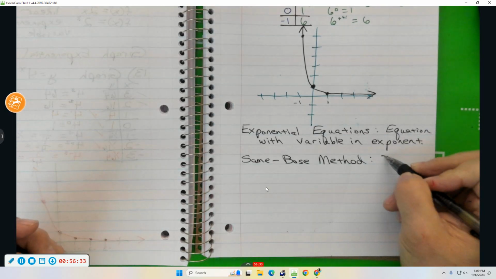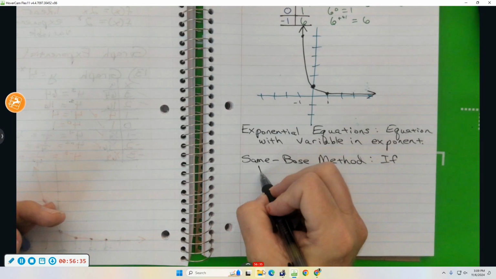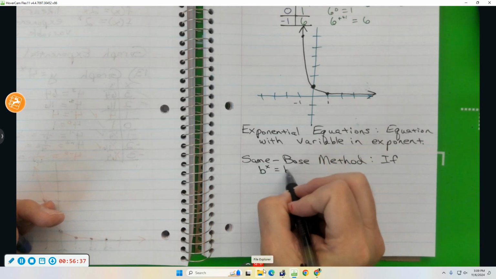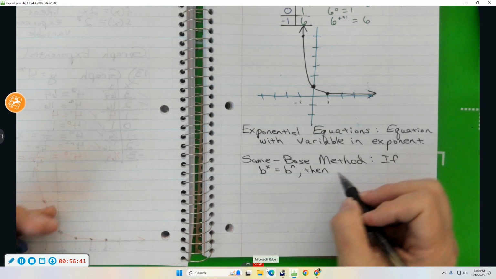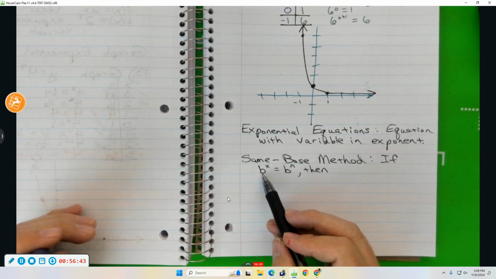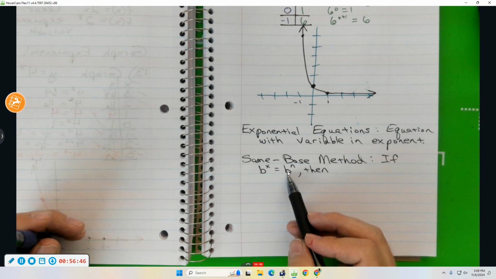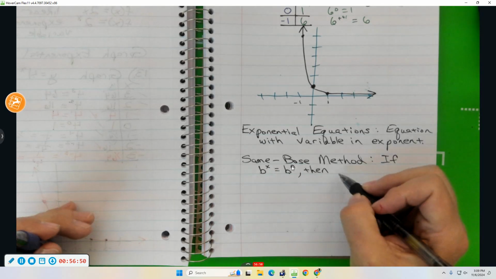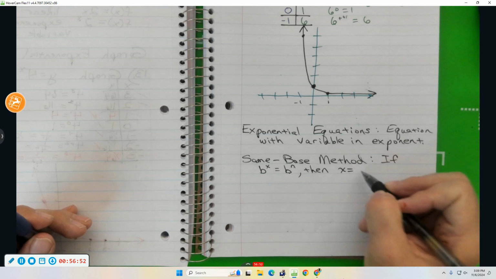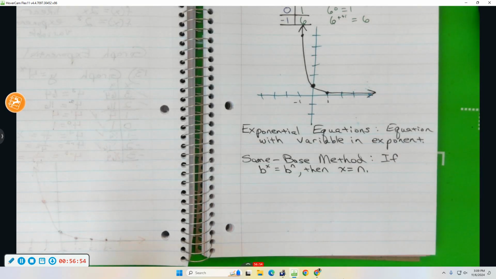It says if b to the x is equal to b to the n, then if the bases are equal, the only way the left side can equal the right side is for the powers to be equal. That x has to equal n.